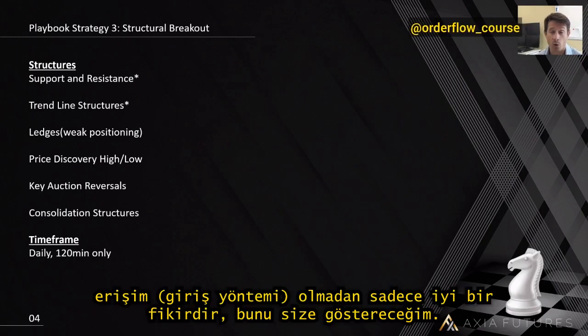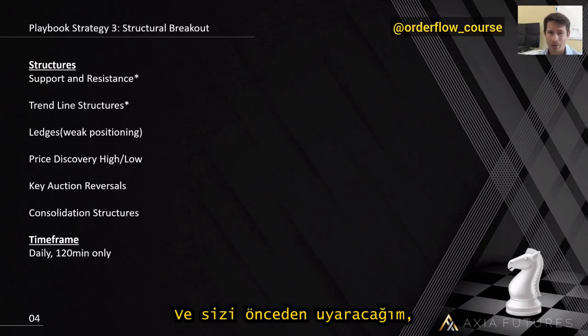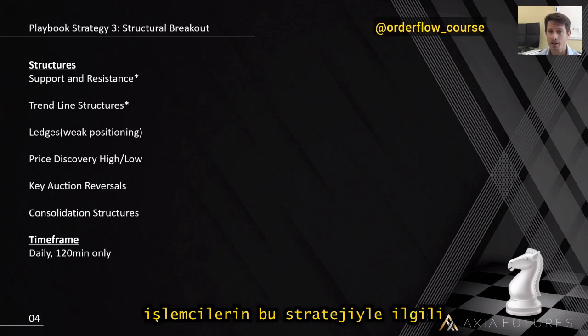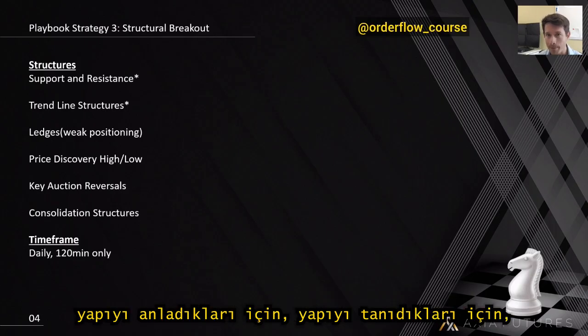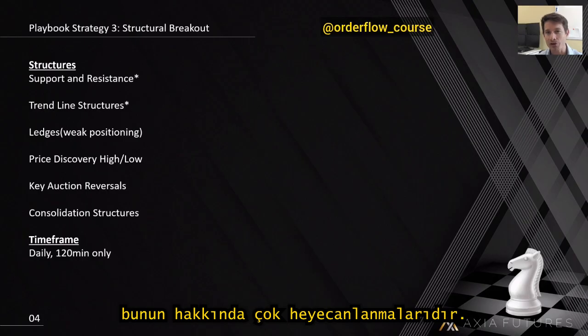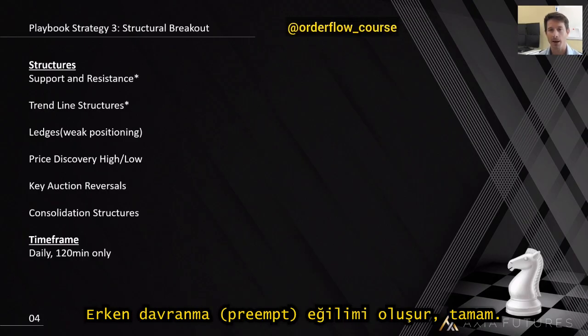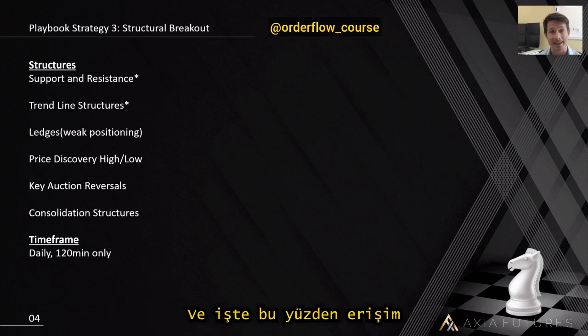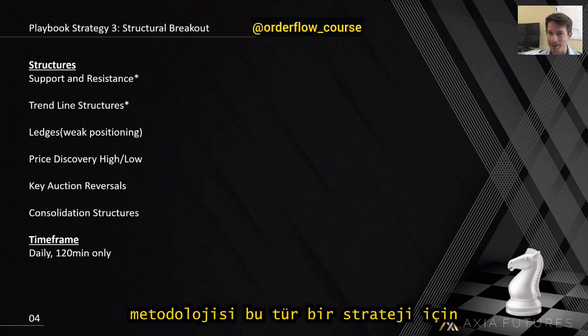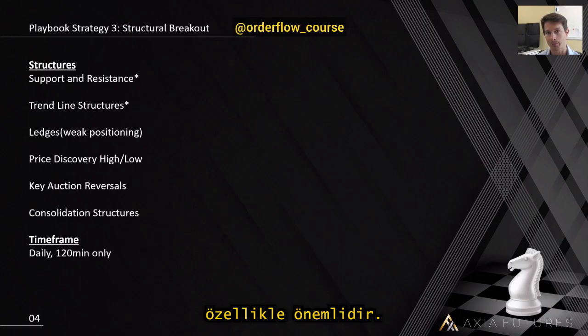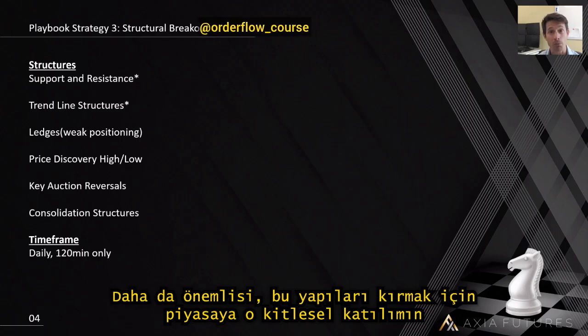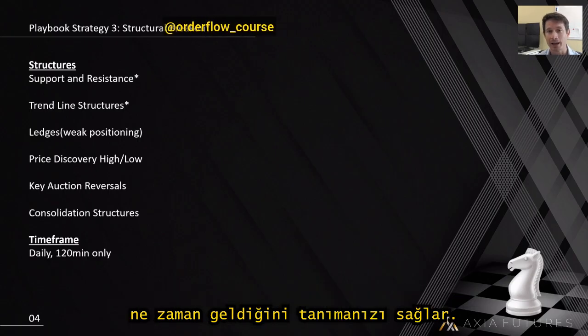Remember what we said. A trade strategy or a trade structure, as I'm going to show you, without access, you've just got a good idea. And I will forewarn you, one of the biggest mistakes traders make with regards to this strategy is because they understand the structure, because they recognize the structure, they get very excited about it. Now we know what happens when we get excited. There's a tendency to preempt. Okay? And that is why Access methodology is particularly important for this kind of strategy. It allows you to be patient. It allows you to, more importantly, recognize when that mass participation is coming to the market in order to break out of those structures.